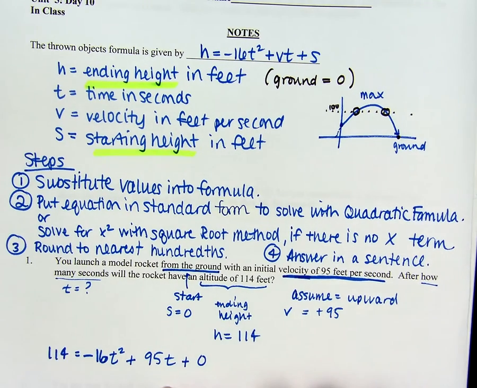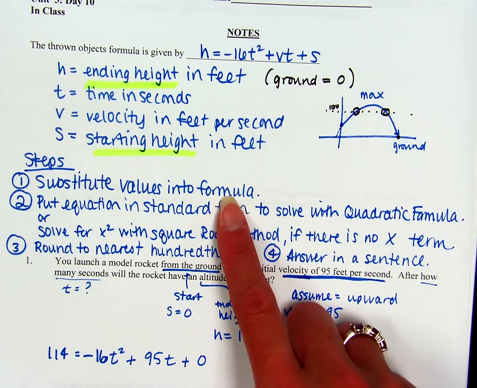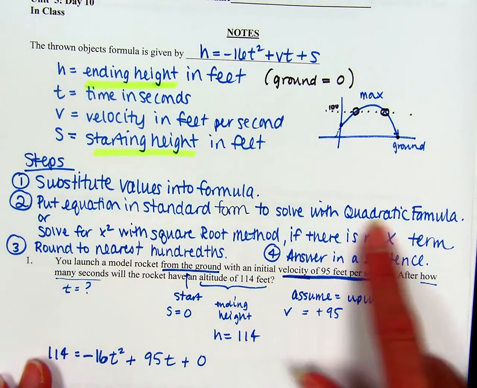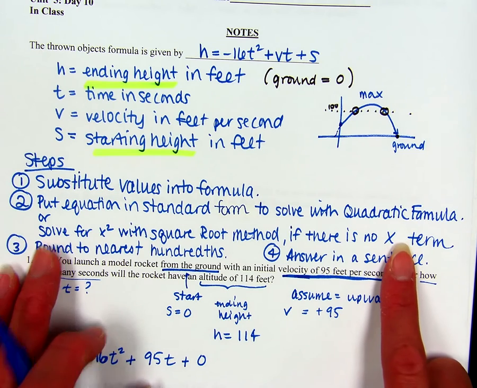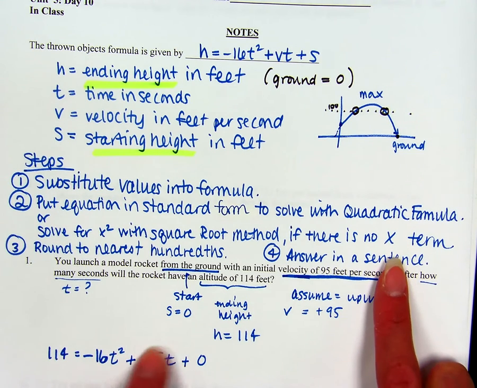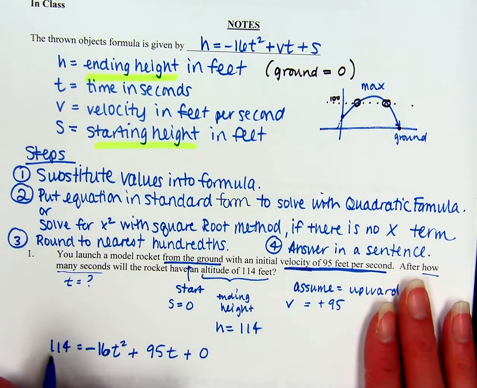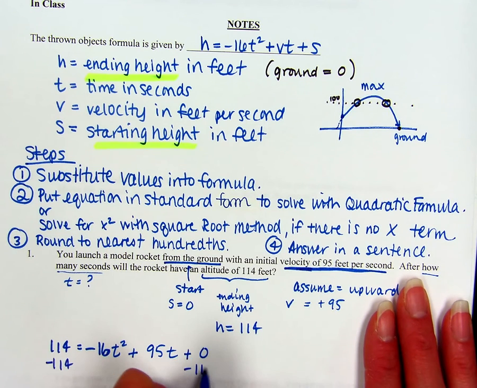Okay, so first thing you're going to do is substitute the values into the formula. Then you need to put the equation into standard form. That's typically how we're going to solve. Or you can use the square root method if there's no middle term, if there's no x term. But in this case, we have an a, a b, and a c, or we will once we move the negative 114 over. So we're going to make it equal to 0. So we have 0 equals negative 16t squared plus 95t minus 114.